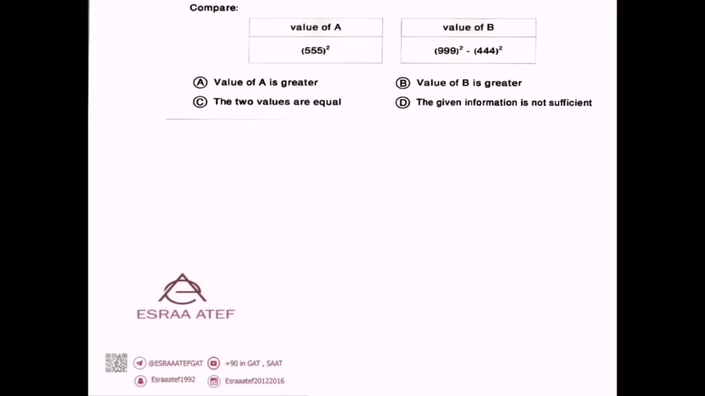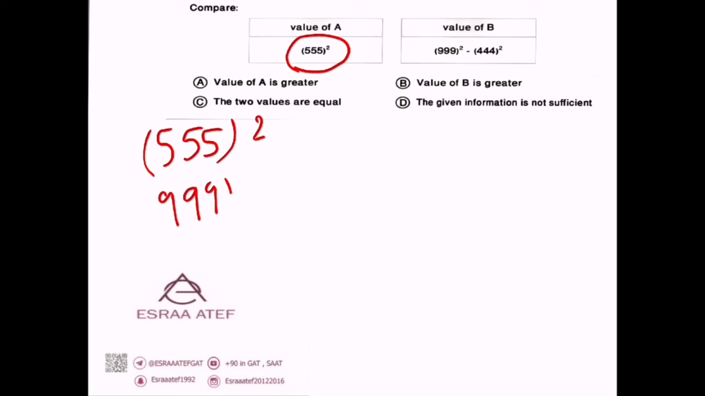Okay, here we have 555 squared. And the other one, which is 999 squared minus 444 squared. So we will not square each one of them and then get the answer, because it would take a long time. So how can we get it? 555 squared, we know it.